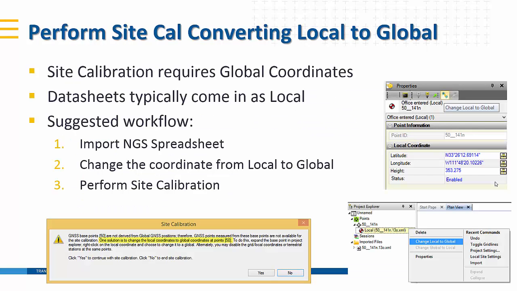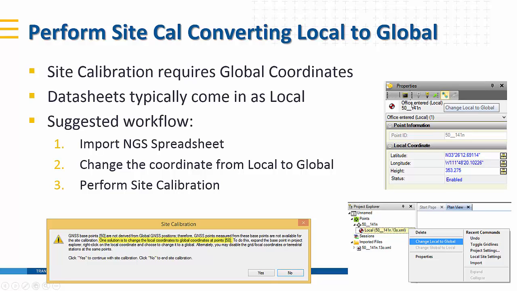On the more common workflows, we have made a change to the point properties. If you import a datasheet from OPUS in a local system, you don't have the ability to perform site calibration using those local coordinates, and very often you have to retype those local coordinates as global so you can perform a site calibration later on. You can now simply click on the point in the Project Explorer, and in the context menu you can see a new command called change local to global. You can also change global to local if that's your preference.